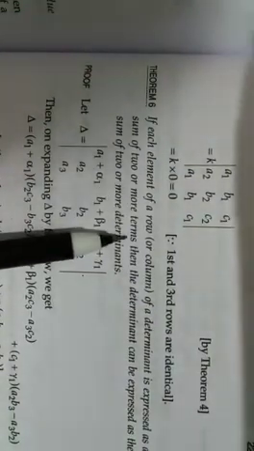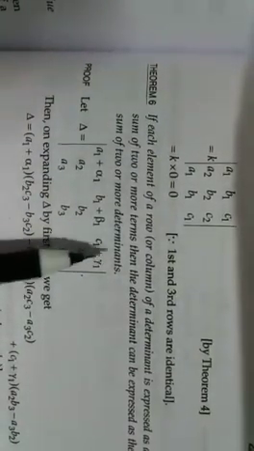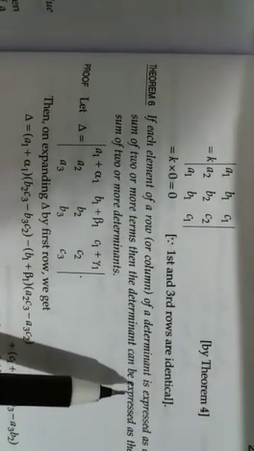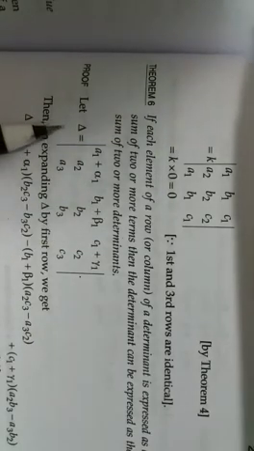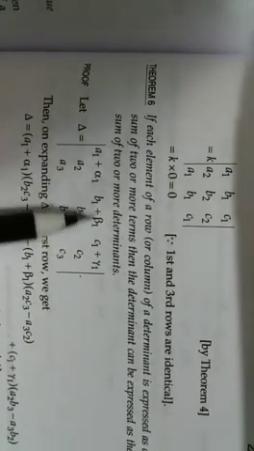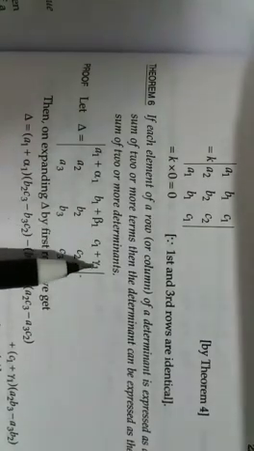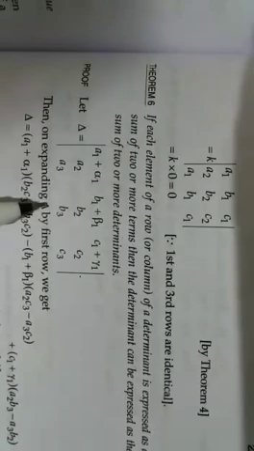Now our next property is, if each element of a row or column of a determinant is expressed as a sum of two or more terms, then the determinant can be expressed as the sum of two or more determinants. So here just see the example, del is equal to a1 plus alpha 1, b1 plus beta 1 and c1 plus gamma 1 and a2, a3, b2, b3, c2, c3.